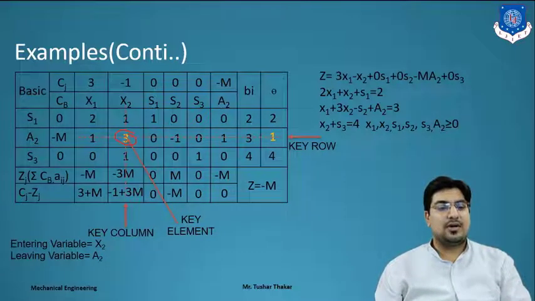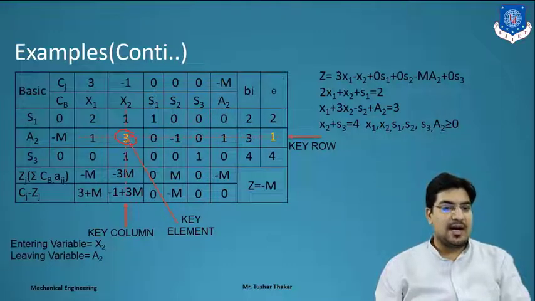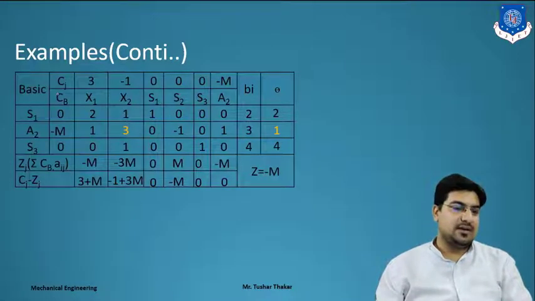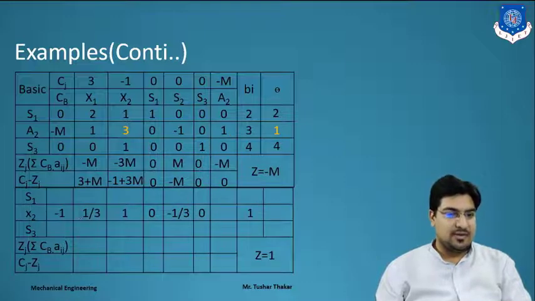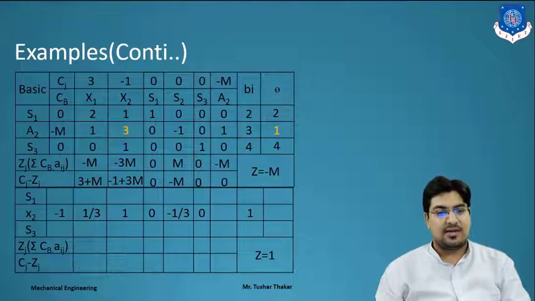For the other table, we have to divide all elements of the second row by the key element. So here we get 1 by 3, here 3 by 3, that is 1, here 0 by 3, that is 0, minus 1 by 3, minus 1 by 3, 0, 1 by 3 is 1 by 3, and 3, 3, 1. So we get the same table over here: minus 1, minus 1 by 3, 1, 0, minus 1 by 3, 0, and 1.